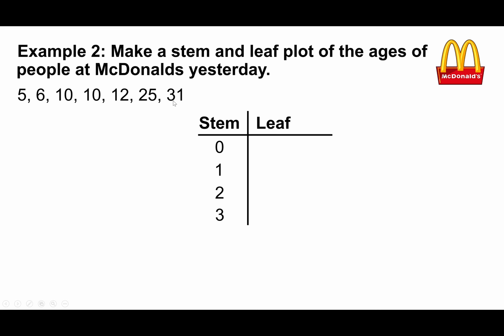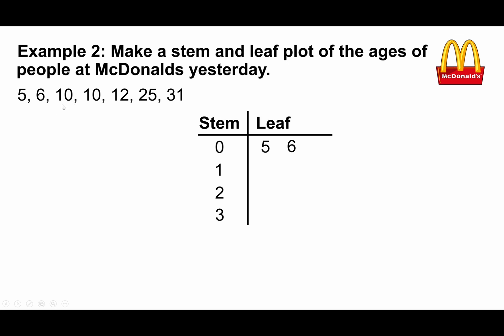So you see this 31-year-old right here? This is 31, right? 30, so I need to add a 3 here. And I start off at 0 because I have the single digits right here, the 5 and the 6. Okay, so let's write in the numbers for the leaves. The first age is 5, right? So I'm going to write down 5 right here, and then 6.